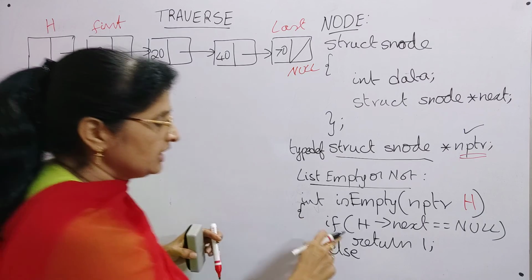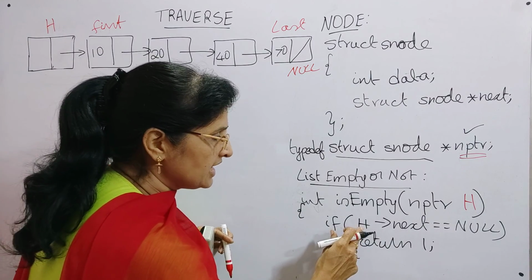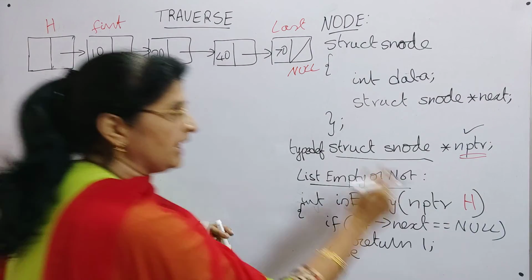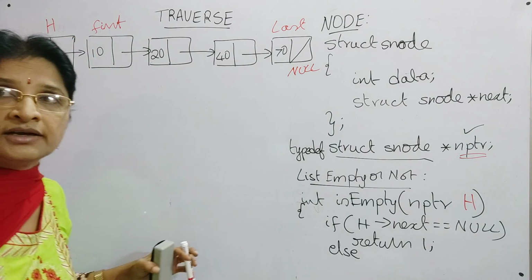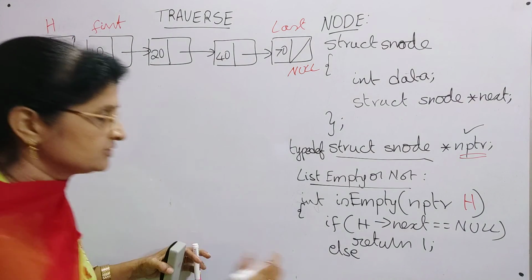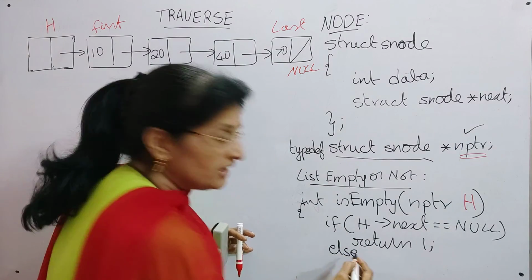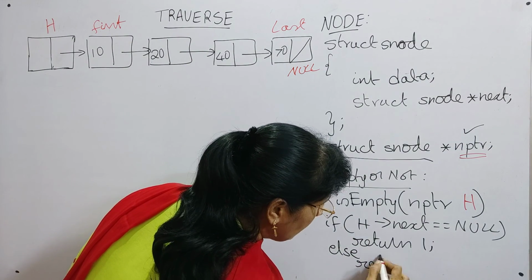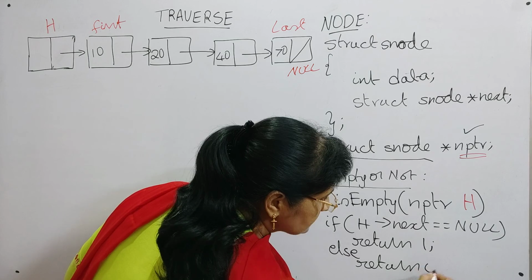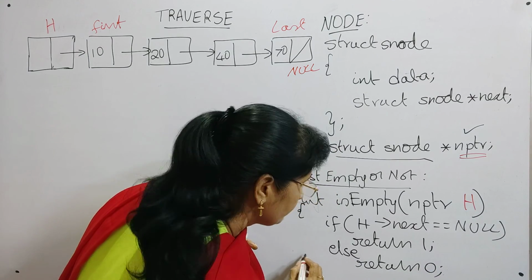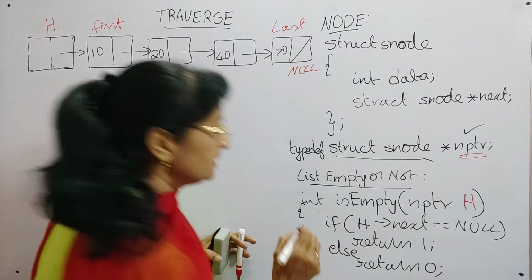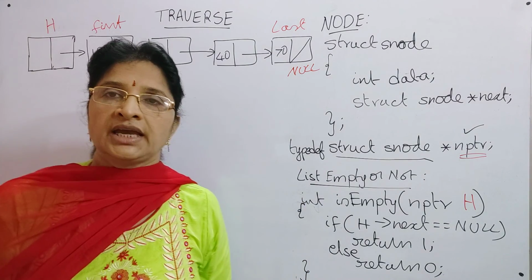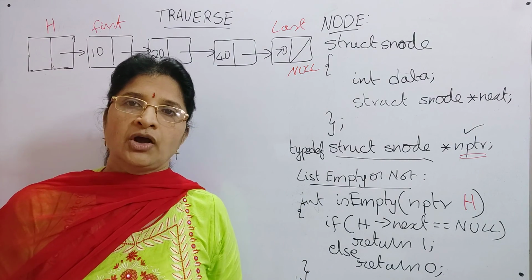So whenever you are checking whether H next is double equal to null, but here H next is having some value, it indicates that the list is not empty. Then it comes to the else part. Here we have to give false, that is 0. So this is how we can write the function for checking whether the list is empty or not.